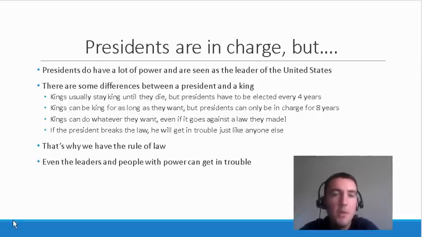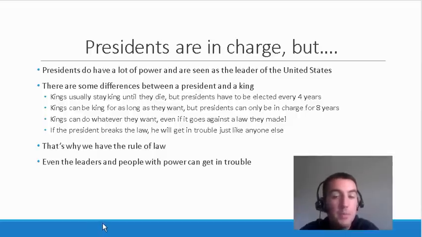Kings can be king for as long as they want. They don't have to stop. But presidents can only be in charge for 8 years. So even if the president gets to the end of his 8th year, and everybody loves the president, and everybody wants the president to keep being the president, that president would still not be allowed to keep being the president. That's set up so the president doesn't get too much power and start to be seen like a king. So after that 8 years, even if people still want you to be the president, even if you'd win an election, you can't be president anymore.